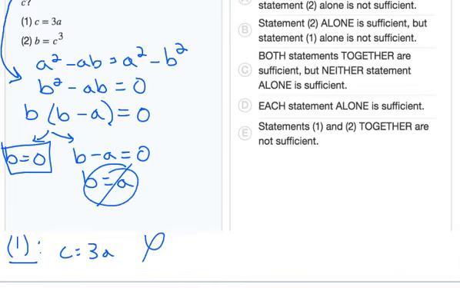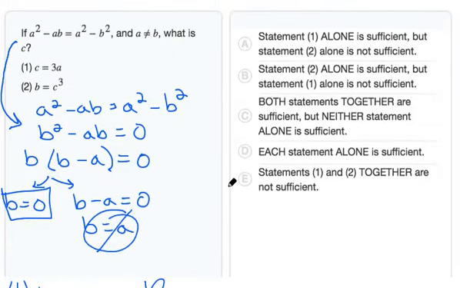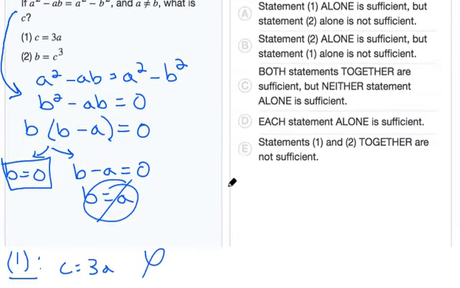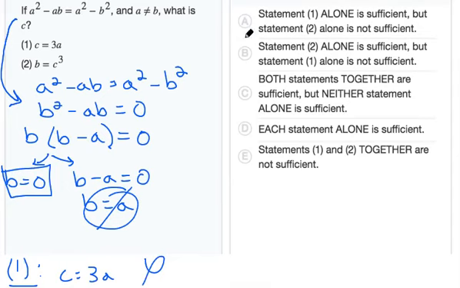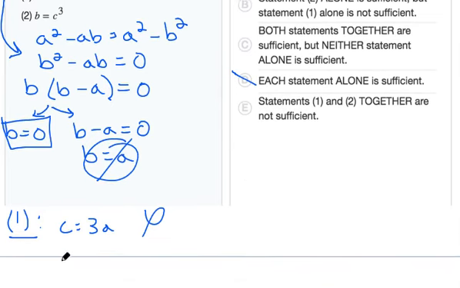So we can start eliminating answer choices. From our answers, if statement 1 is not sufficient, we can eliminate answer choice A as well as answer choice D. That leaves us with B, C, or E as our answer choices. So now we have to consider our statement 2. So let's go ahead and consider statement 2 alone.